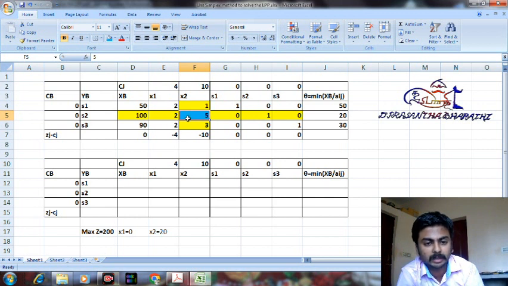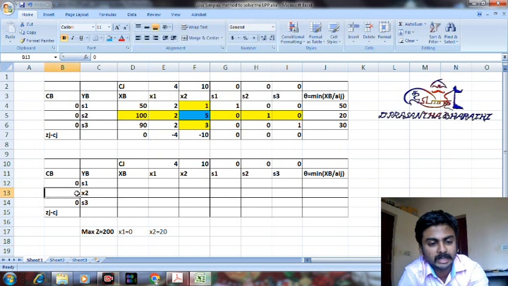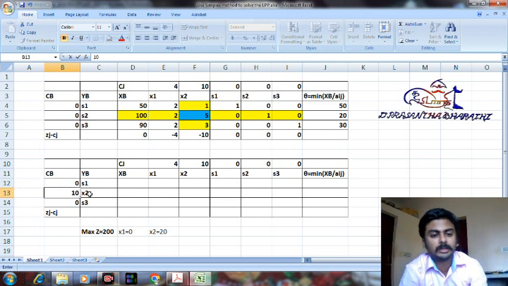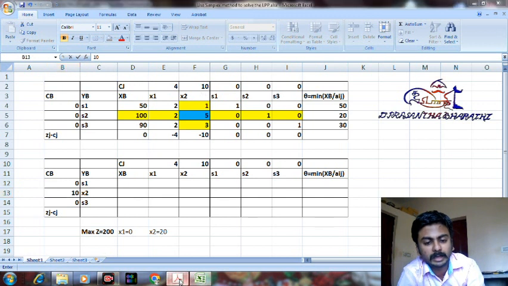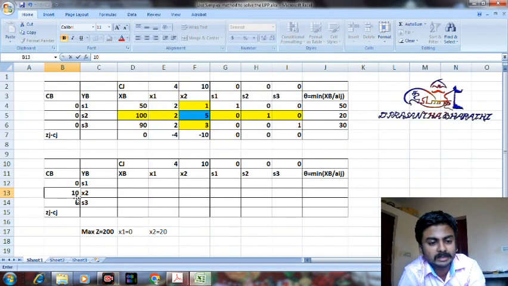Since the pivot element appears in the S2 row and X2 column, here X2 will enter the basic variables and S2 will leave the basic variables. Since X2 is used, its coefficient is also used here. The coefficient of X2 is 10. You can also check here, the coefficient of X2 is 10. So that is what we use in CB, the coefficient of basic variable column.